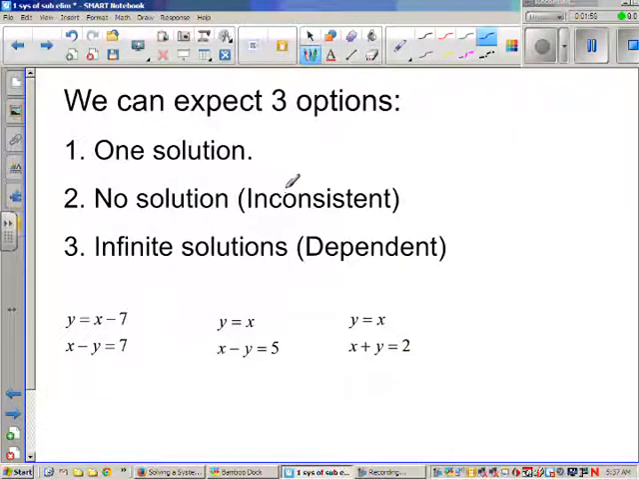Now as we go through and solve these problems, we're going to have one of 3 options. One solution, which we just saw. It's possible to have no solution to a system. This is called an inconsistent system, or have infinitely many solutions that would be dependent.